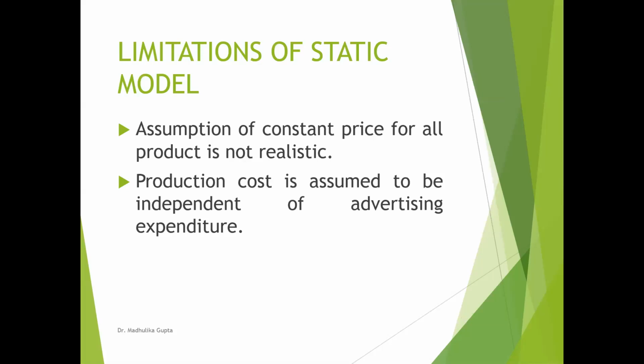Now, what are the limitations? The assumption of constant price for all products is not realistic. It is a limitation of this particular model. Production cost is assumed to be independent of advertisement cost, and that's not possible. However, with advertisement, sales increase and the physical volume of output increases, leading to economies of scale. A firm already producing at maximum possible efficiency may face diseconomies of scale. This will affect the profit and the cost of production of the firm, whether it strives for sales maximization or profit maximization. So when diseconomies of scale start coming in, of course, everything is affected, right?